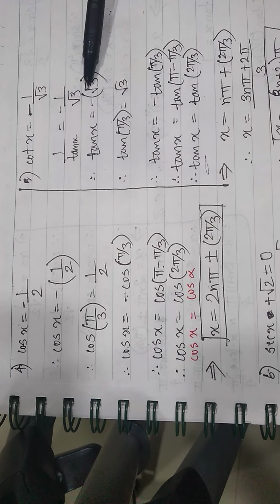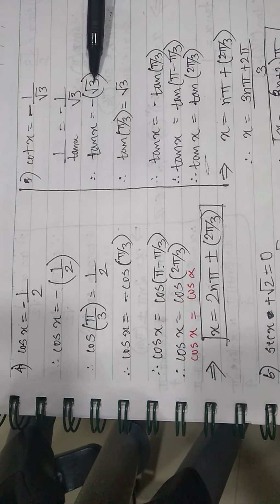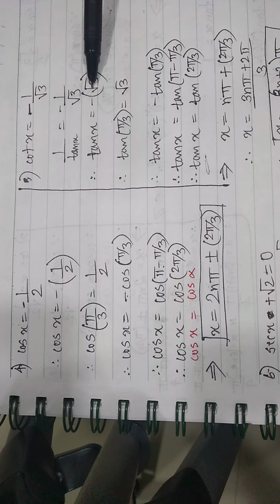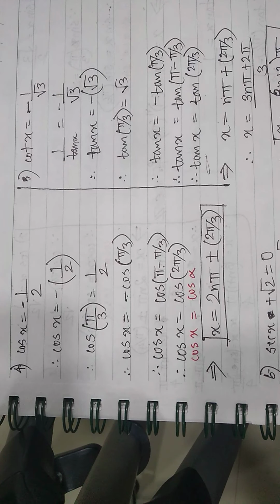Again, put the minus sign out. You have root 3 inside. Now for which angle is the tan ratio root 3? Pi by 3. So tan pi by 3 is root 3. We substitute root 3 with tan pi by 3. So we have tan x equal to minus tan pi by 3.